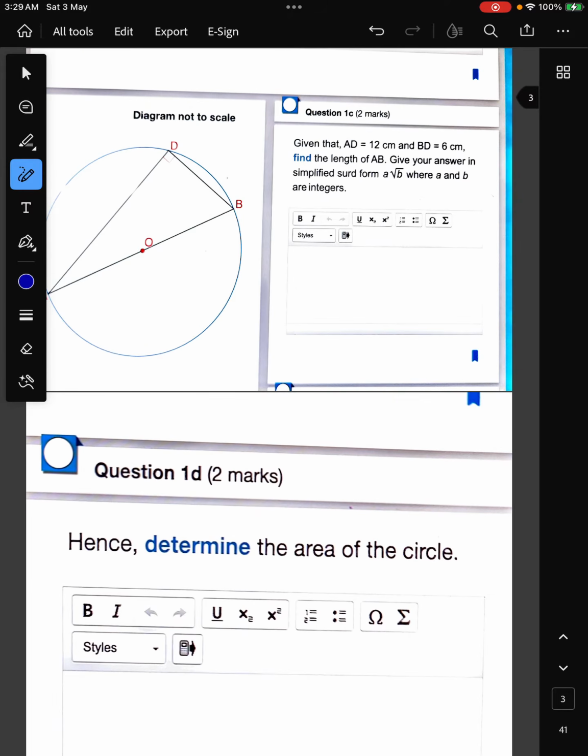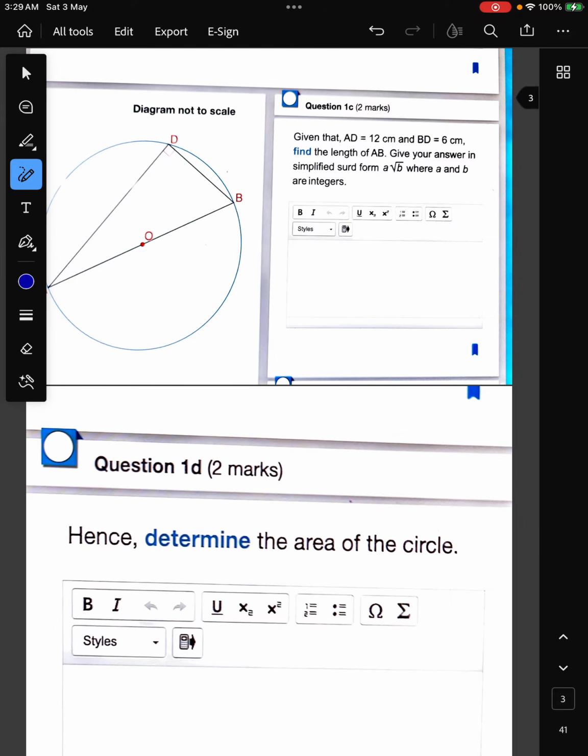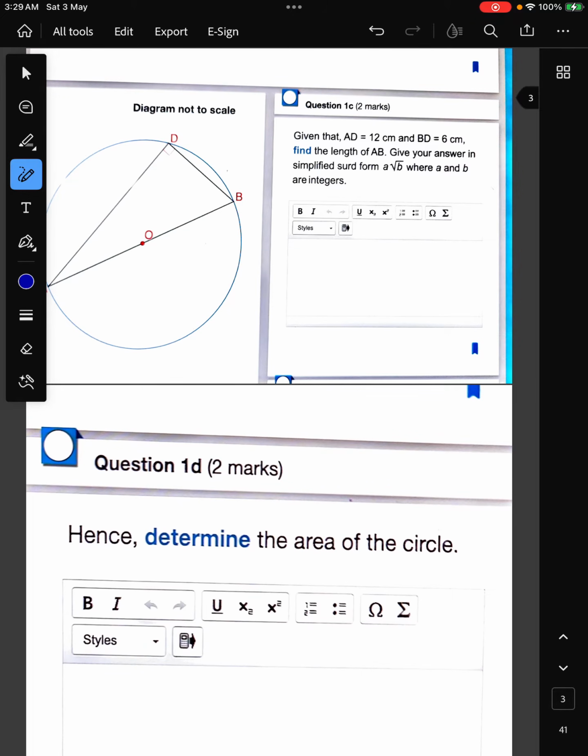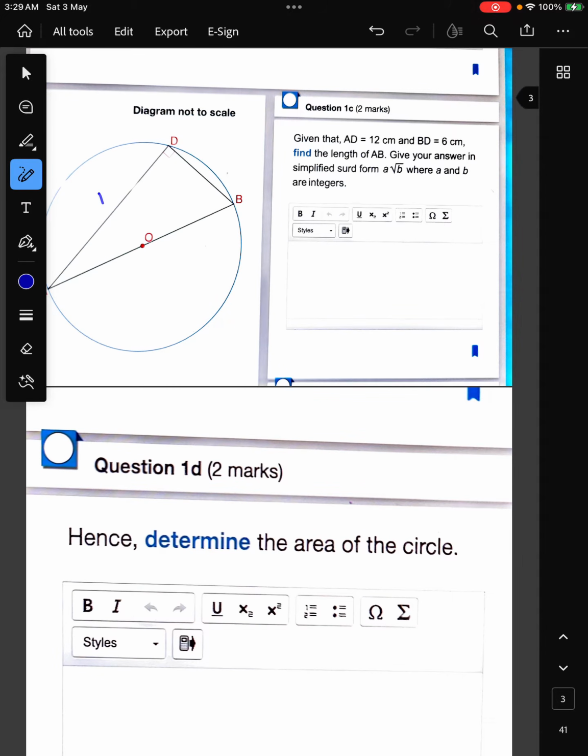So we're going to move on to question 1c. It says that given AD is 12, so this would be 12, and BD would be 6. We need to find the length of AB here. So this is technically a Pythagoras theorem question. So this is quite easy.